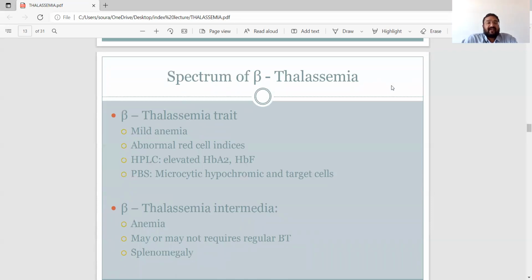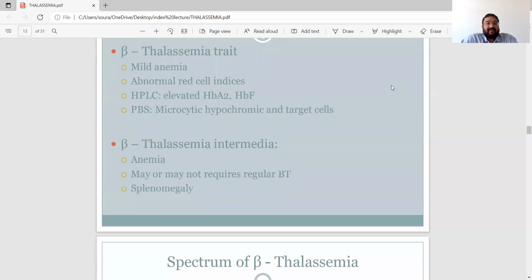Beta thalassemia can present in various forms. It is classified as beta thalassemia trait. In beta thalassemia trait, there is only a slight decrease in the synthesis of the beta globin gene, due to which the patient will have mild anemia and abnormal red cell indices, that is MCH, MCHC, MCV. On doing HPLC, that is high performance liquid chromatography, or hemoglobin electrophoresis, one will get elevated HbA2 levels and fetal hemoglobin levels. And on peripheral blood examination, one will get a microcytic hypochromic picture along with target cells.